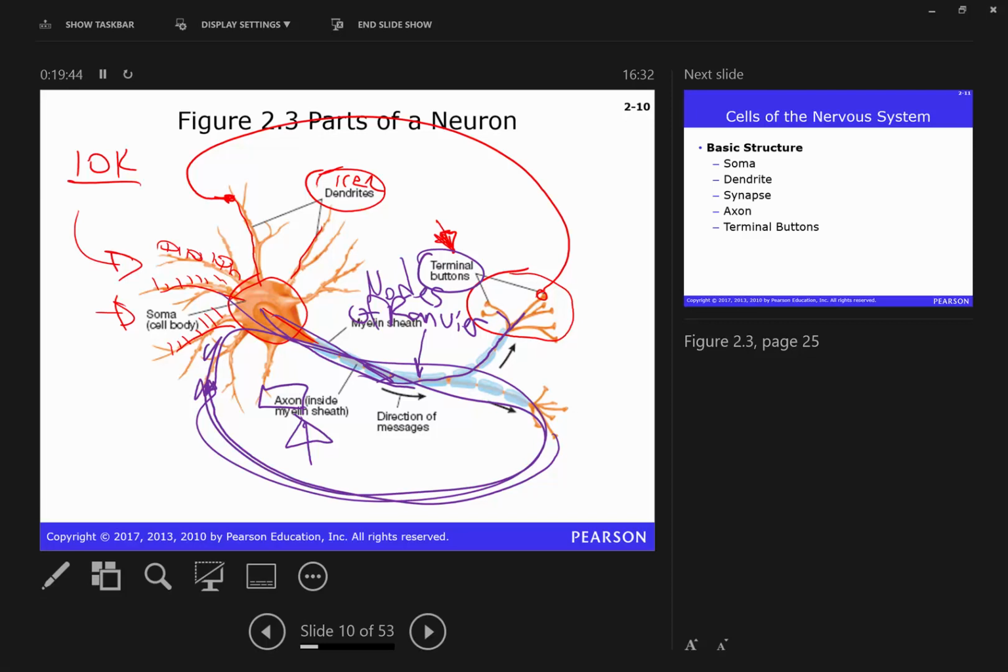Now, at some point you're going to reach a gap in this process where the output is not going to be to another cell. It might be to something like muscles. Okay? So that output might be to muscles. In that case, you're going to have some sort of movement, right? And that's sort of the end of that situation.